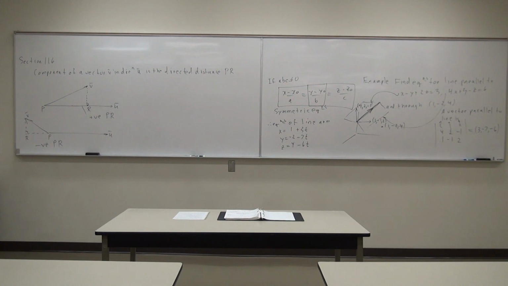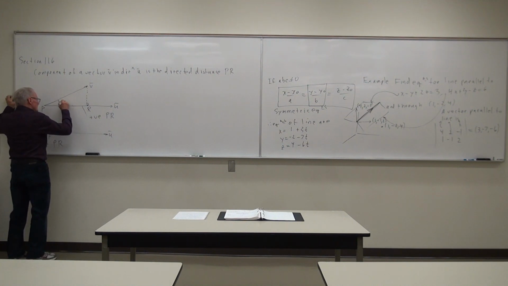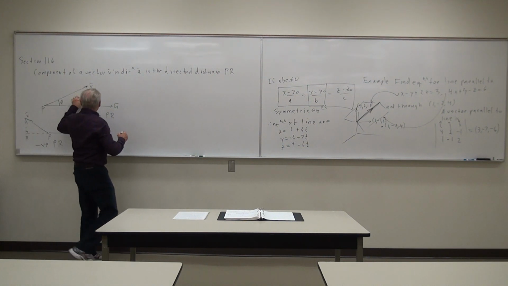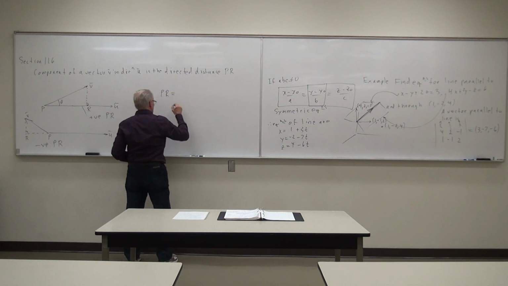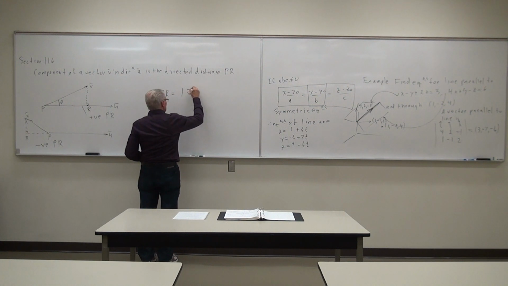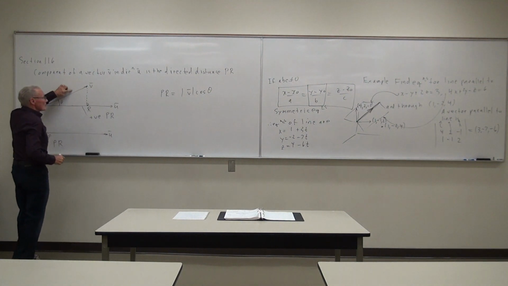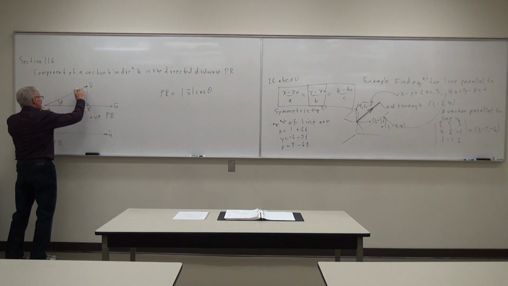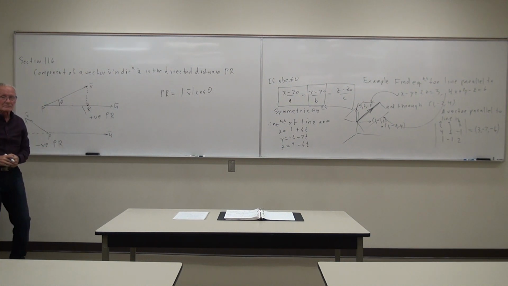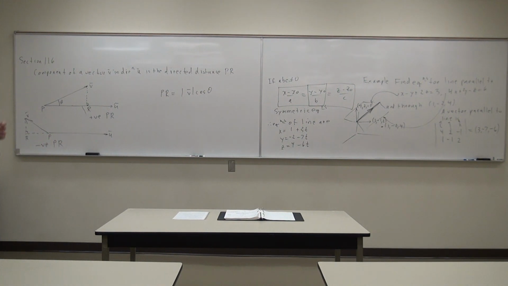What we want to be able to do is find out what PR is. How much is PR? Well, if I call this angle in here theta, would you agree from this triangle that PR is equal to the length of v times the cosine of theta? This one over this one is the cosine of that angle. So if I knew what theta were, I would be able to calculate PR very quickly.